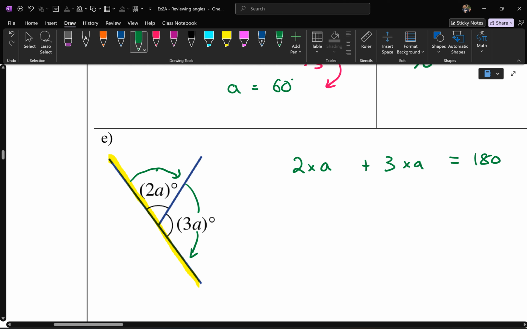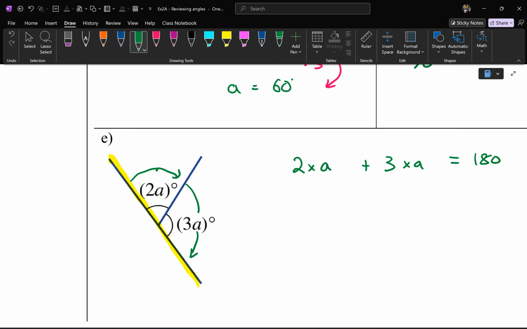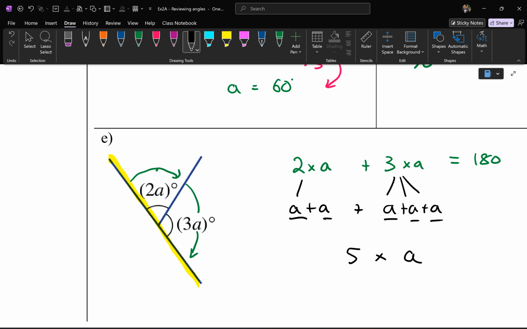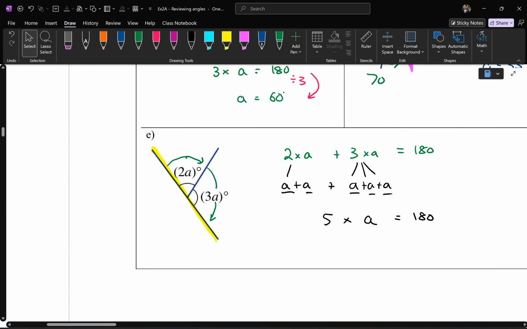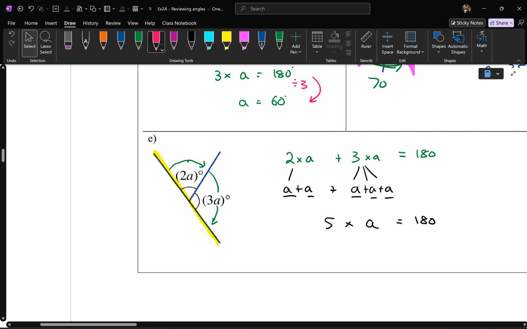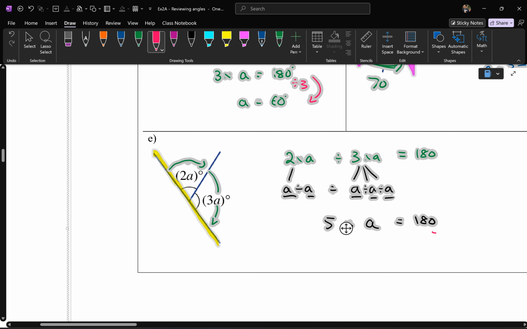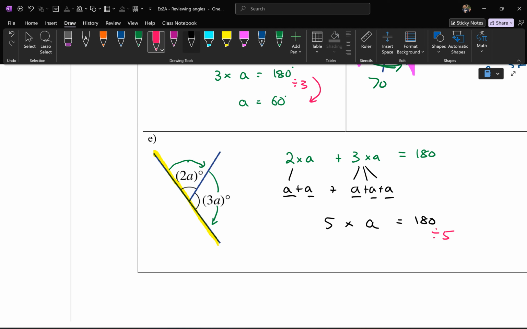Now for some of us, we look at that, we're like, what does that mean? We'll write it out. 2 groups of A just means A plus A. 3 groups of A just means A plus A plus A. If you add them all together, I've got 5 groups of A now, so that's why he said before 5 times A. So 5 times what gives you 180? If you can't figure it out, do the opposite of times. Instead of timesing it by 5, you can work out A by dividing 180 by 5.